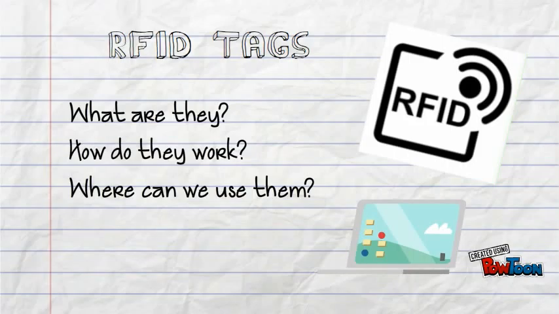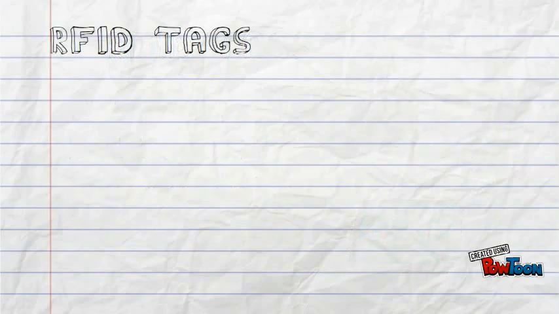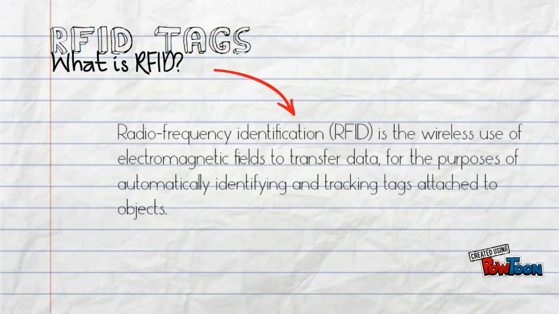To start with, we should know what RFID means. RFID is radio frequency identification, which is the wireless use of electromagnetic fields to transfer data for the purpose of automatically identifying and tracking tags attached to the object.